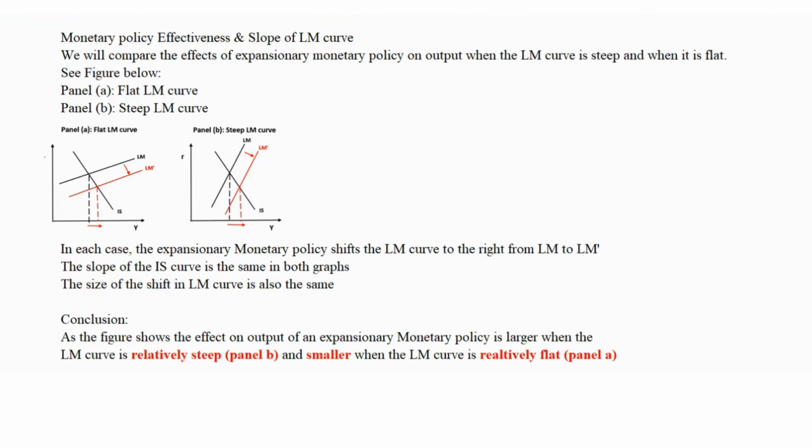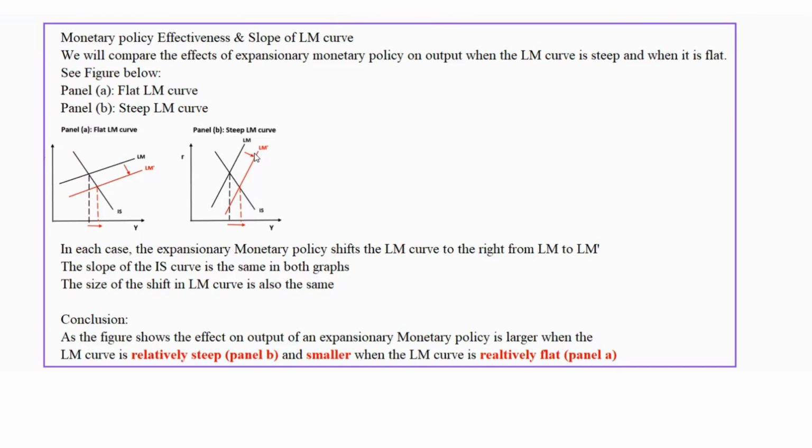So we will now compare the effects of expansionary monetary policy on output when the LM curve is steep, as in panel B, and when it is flat, as in panel A. In each case, the expansionary monetary policy, as we can see, shifts the LM curve to the right from LM to LM prime. The slope of the IS curve is the same in both graphs, as we want to now compare monetary policy effectiveness under steep versus flat LM curve. We've already discussed monetary policy effectiveness in terms of the slope of the IS curve. The size of the shift in the LM curve is also the same.